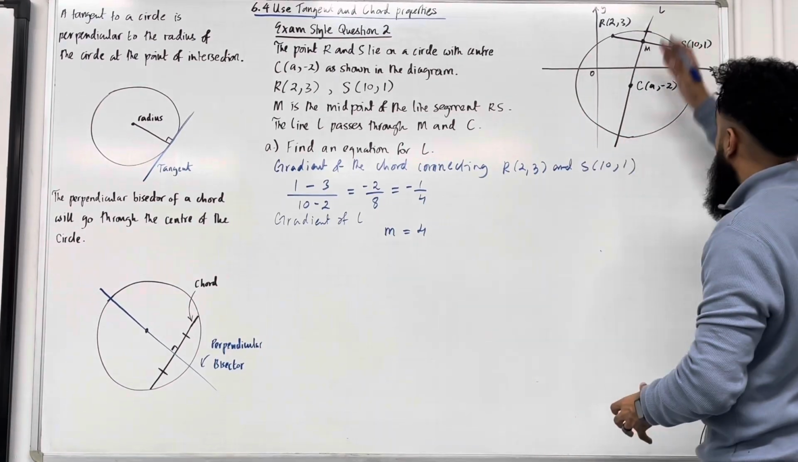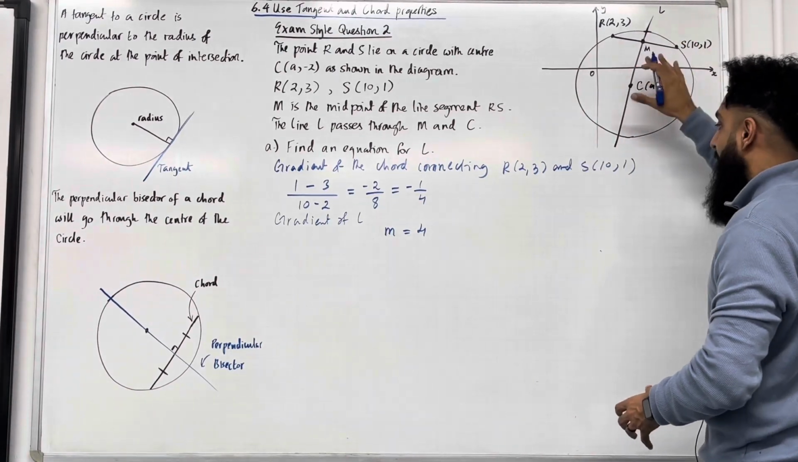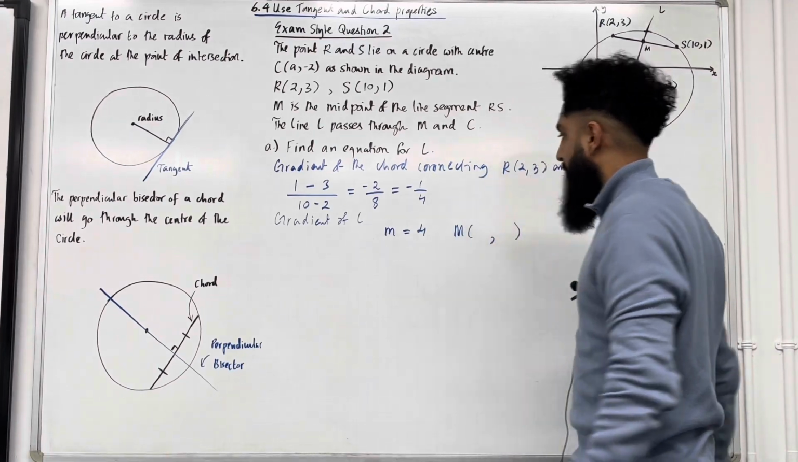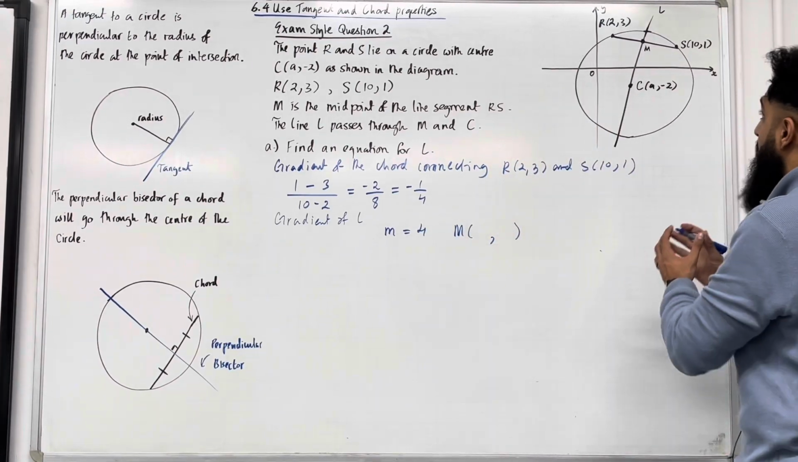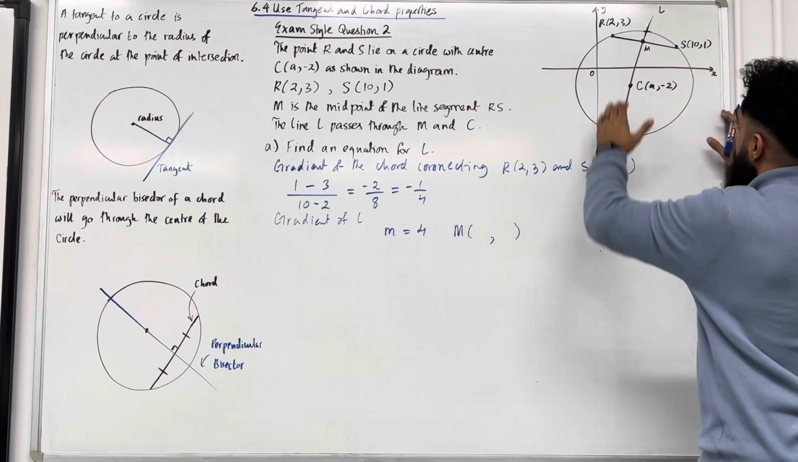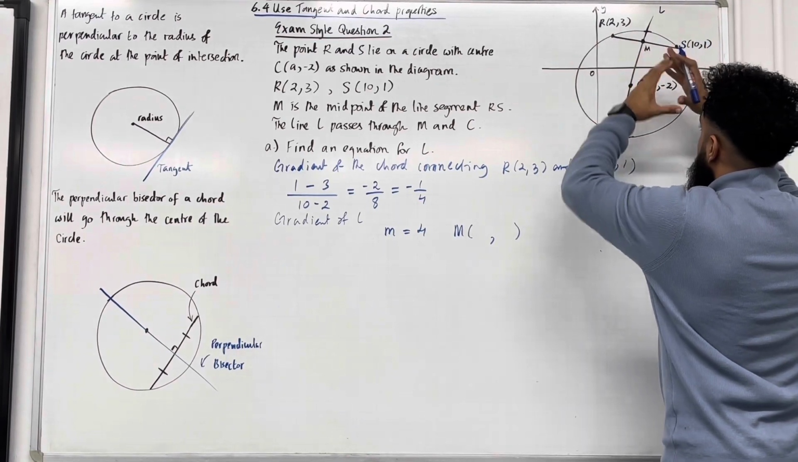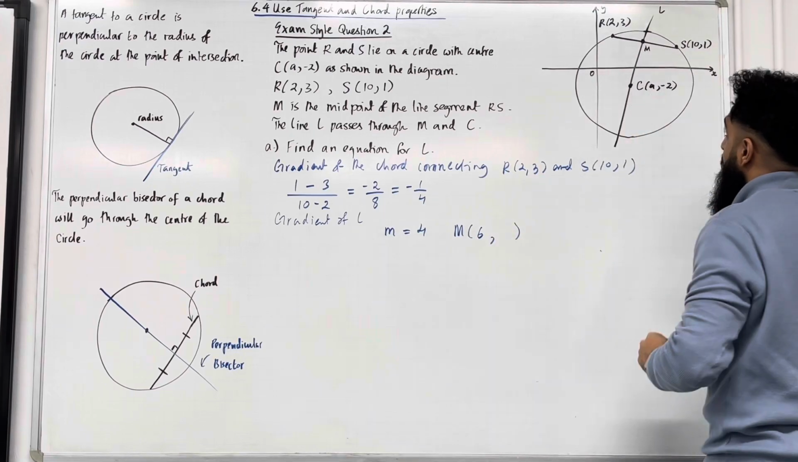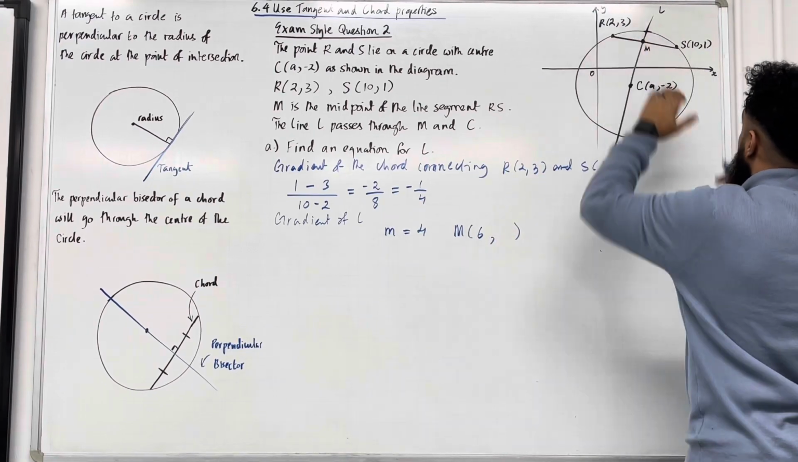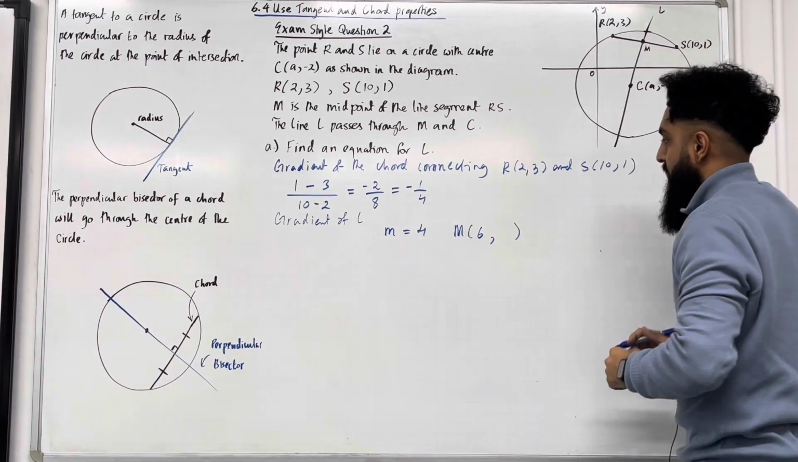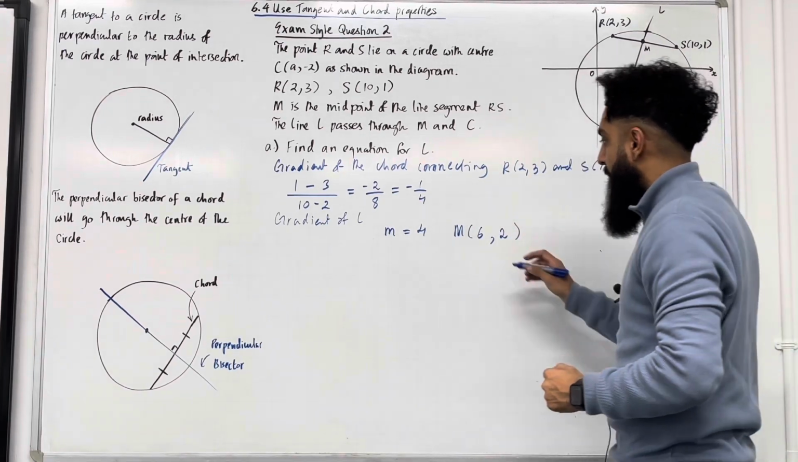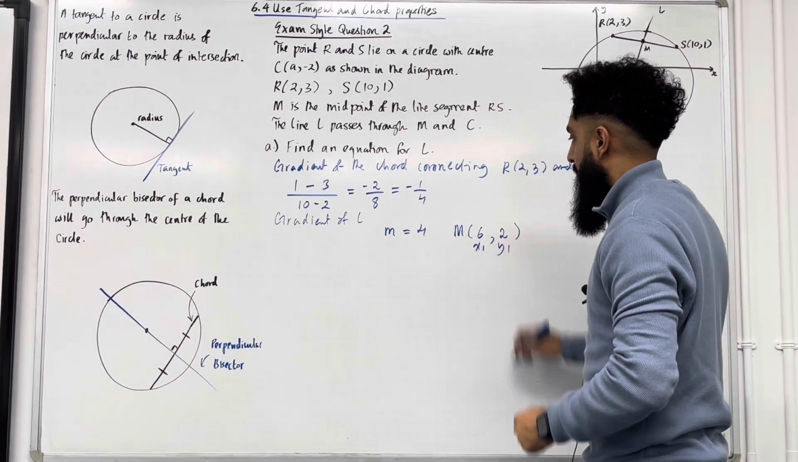We know that L passes through M, that is capital M. We want the coordinates of capital M, which is the midpoint between R and S. So we do 2 plus 10, which is 12, divide by 2, that's 6. That's my X coordinate. Then we do 3 plus 1, which is 4, divide by 2, that is 2. That is my Y coordinate. I can label this as X1, Y1.